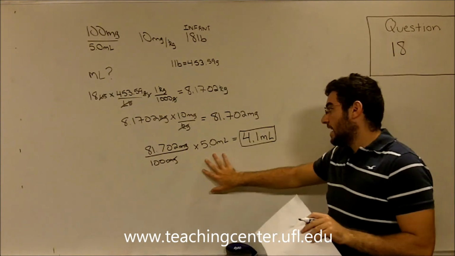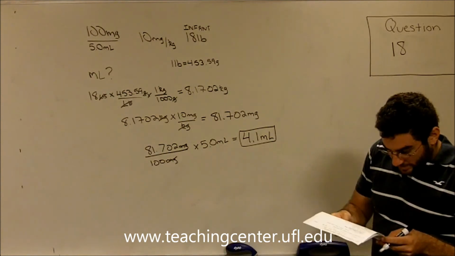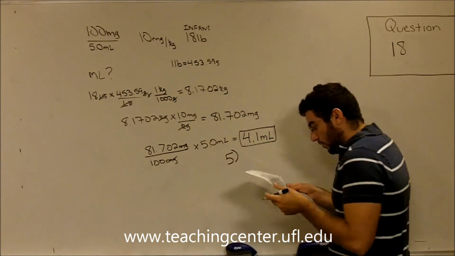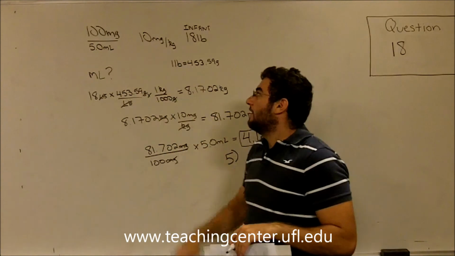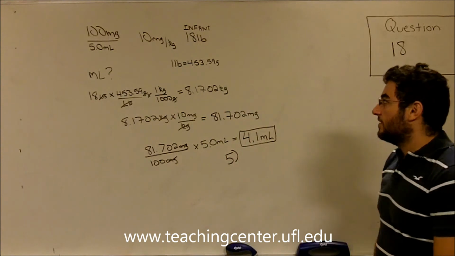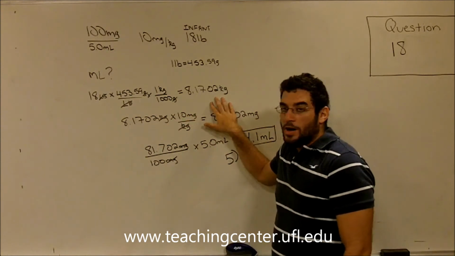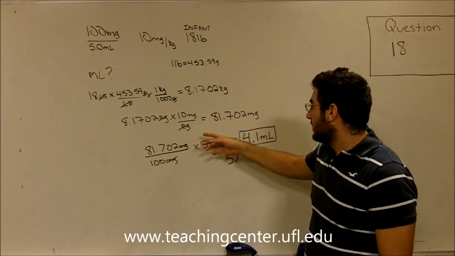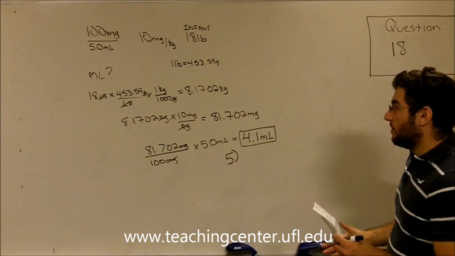So we do 81.702 divided by 100 times 5, which gives us 4.1 milliliters, and if we look at our answer choices for question 18, answer choice number 5 says 4.1 milliliters. So we need 4.1 milliliters of this 100 milligram per 5 milliliter suspension given to an 18-pound infant. This question just involves a lot of dimensional analysis, converting pounds to grams, grams to kilograms. Once we know how much the infant weighs in kilograms, we can multiply it by how many milligrams per every kilogram the child needs. And then once we know how many milligrams the child needs, we can find out the volume of the suspension.